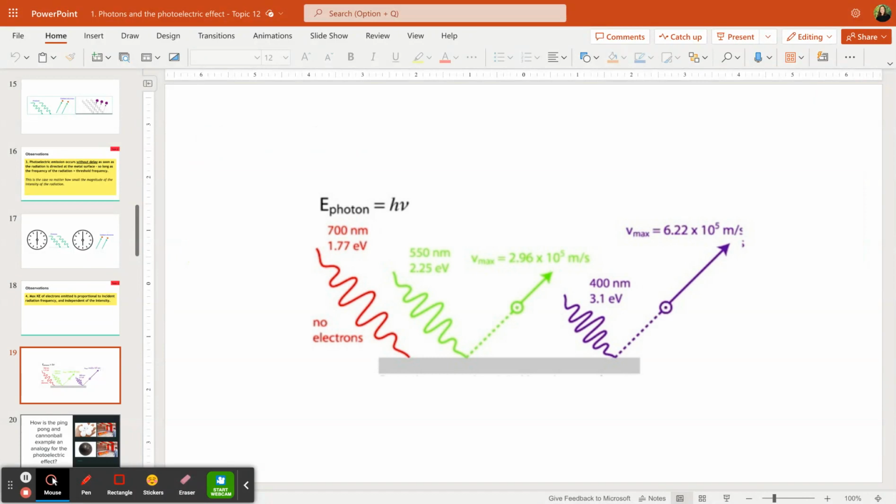So the diagram I drew here shows the low frequency red light, no electrons are emitted because the threshold frequency wasn't met. With the slightly higher frequency green light, the threshold frequency has been met, and the energy of the green light photon is quite low, and so the kinetic energy of that electron is low, its velocity of leaving will be low. And then the higher frequency and therefore higher energy violet light will mean that the kinetic energy of the electron is higher, and therefore the maximum velocity that the electron leaves with will be higher. So there's a proportionality between the frequency and basically the speed of the electron leaving.